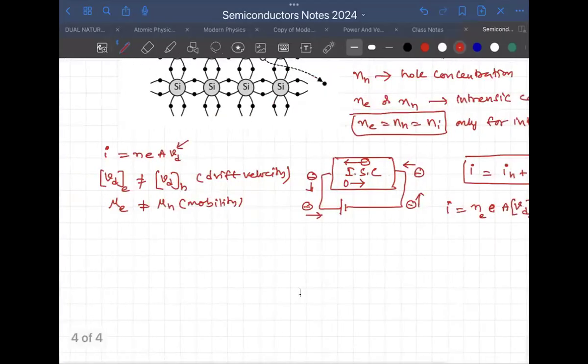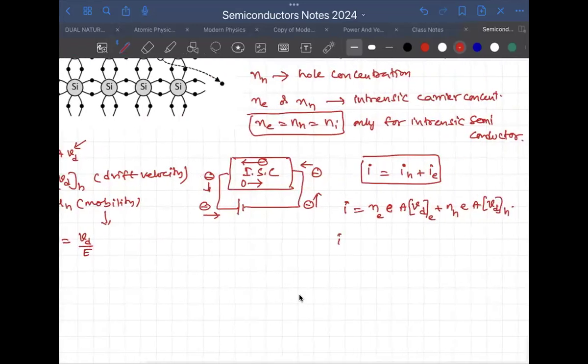Does anyone have a doubt about what is mobility? Mobility is defined as drift velocity per unit electric field. So clearly the conductivity finally depends on N_e. One minute. Here eA is common: N_e V_De plus N_h V_Dh. So this is current.